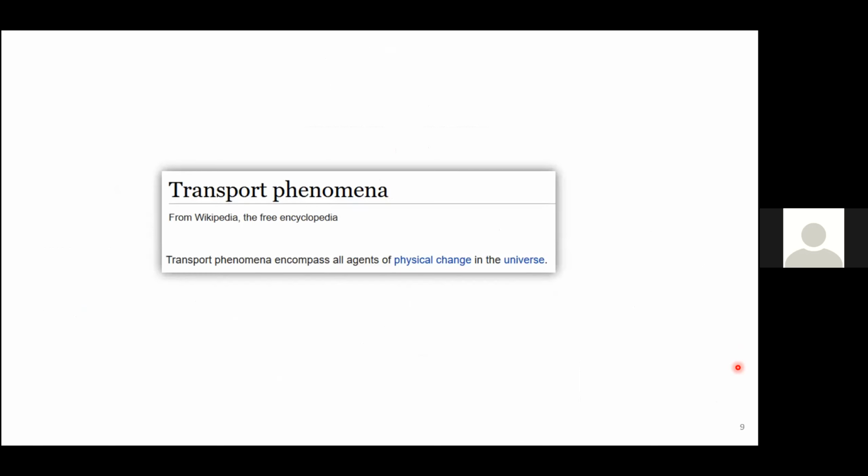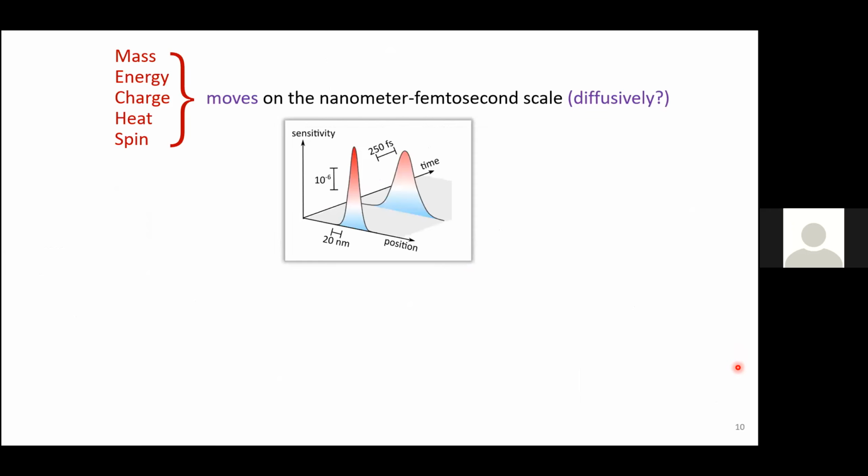So what can we measure? Transport, of course, right? That's what this is all about. So what is transport? According to Wikipedia, it encompasses all agents of physical change in the universe. So this was good news. We can measure everything. So let me be a bit more concrete. What moves on the nanometer femtosecond scale? Let's say in physics, mass, energy, charge, heat, spin. So all of these transport things can be measured in such a way in space and time with high sensitivity.